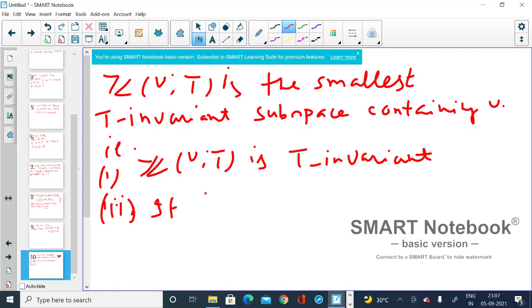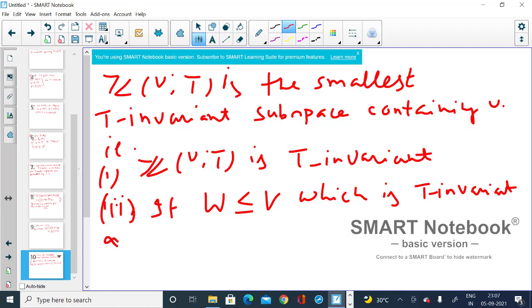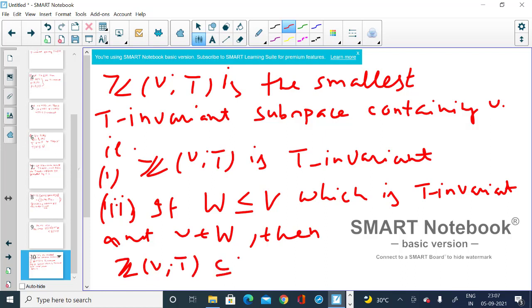if W is a subspace of V which is T invariant and W contains the vector V, then W also contains Z(V; T). So that means Z(V; T) is the smallest among all such T invariant subspaces of V which contain the vector V.